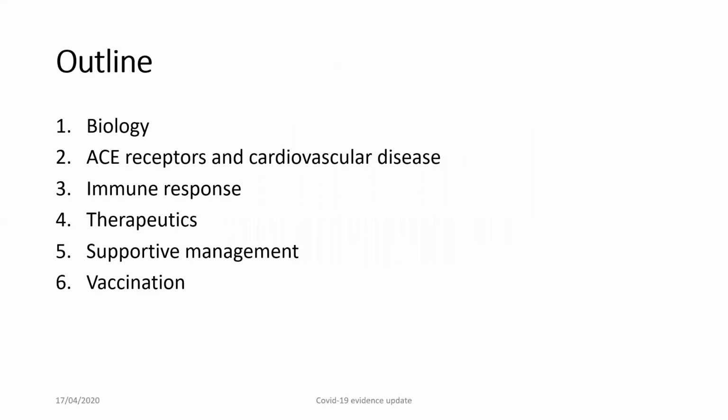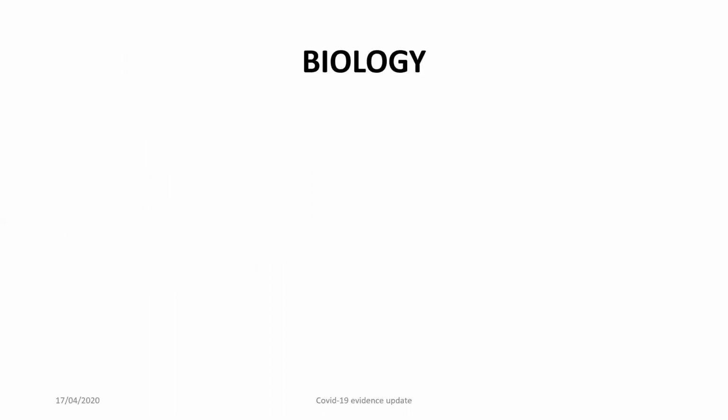A brief outline of this presentation: I'm going to talk a little bit about the biology of the coronavirus, its relationship to ACE receptors and cardiovascular disease, what we know about the immune response, some detail on the potential therapeutic agents that we've got, a very brief look at some aspects of supportive management, and then the evidence for vaccination development. So I'm going to start with a little bit of biology.